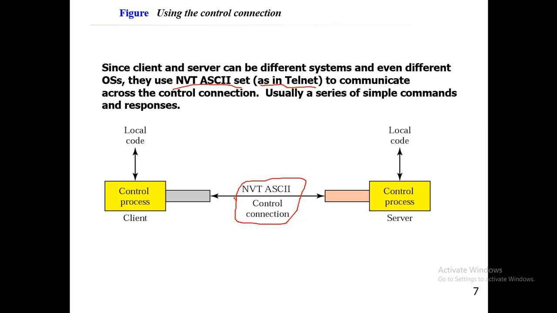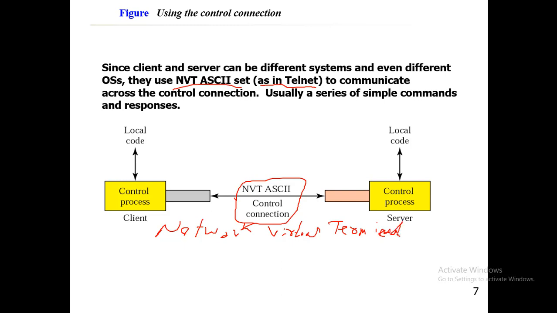Let me tell you about the detail of it. This NVT ASCII is basically nothing but network virtual terminal. Let me write it down for you. It is network virtual terminal, and I hope that you know about ASCII. Network virtual terminal, and this terminal is basically used for the transferring of files. Terminal.